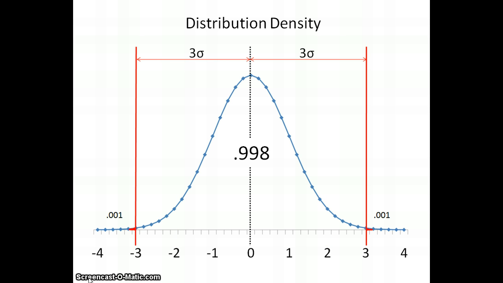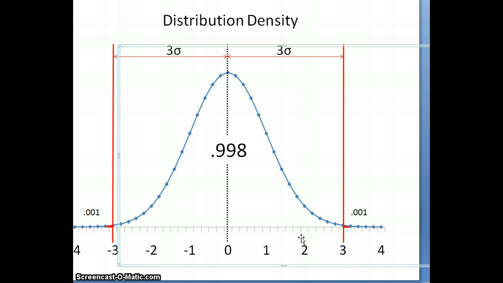If we go on to 3 sigma, we only have a 0.1% chance of a variable being lower than 3 sigma, and a 0.1% chance of a variable being higher than 3 sigma.